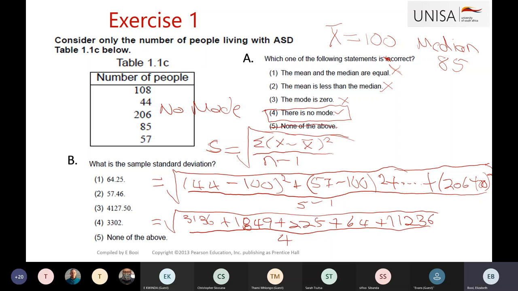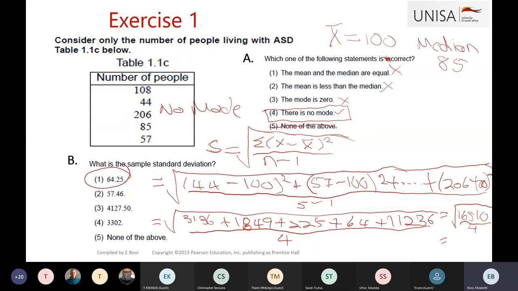Now, if I calculate everything, it equals, oh, because I ran out of space now, let's make it here, equals the square root of the top part. If I add all of them, I get 16510 divided by 4, and if I calculate that, I get 4127.5, and I take the square root. My answer for the standard deviation is 64.25. And that is the standard deviation.